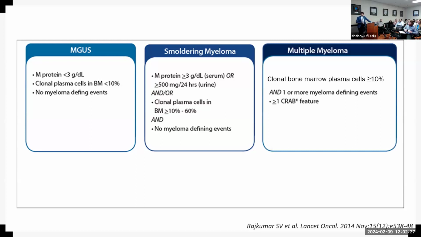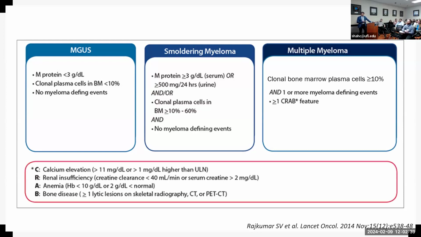Now, the multiple myeloma definition is when we have a bone marrow biopsy showing more than 10% monoclonal plasma cell clone and one myeloma defining event. Just one is enough to define multiple myeloma. Which are they? CRAB, the short form given to it. So hypercalcemia with calcium level more than 11, renal insufficiency with creatinine clearance less than 40 ml per minute, or serum creatinine more than 2 milligram per deciliter.